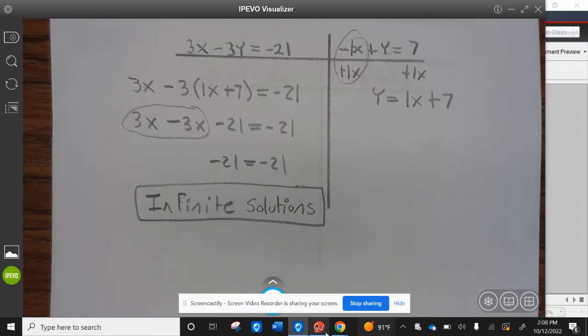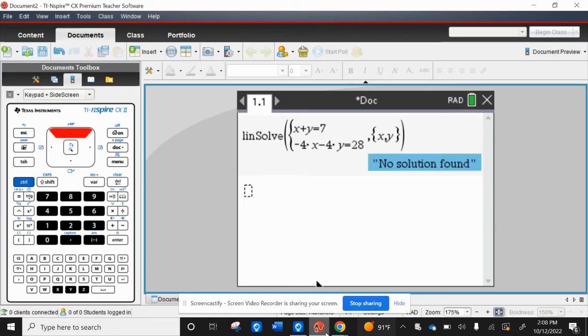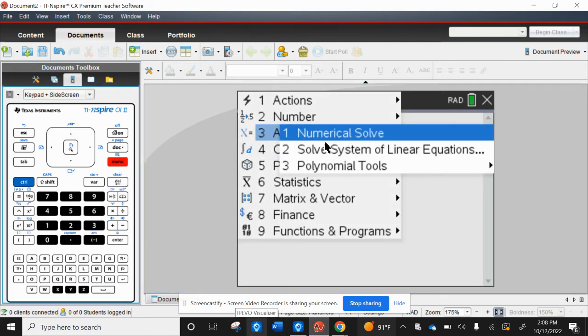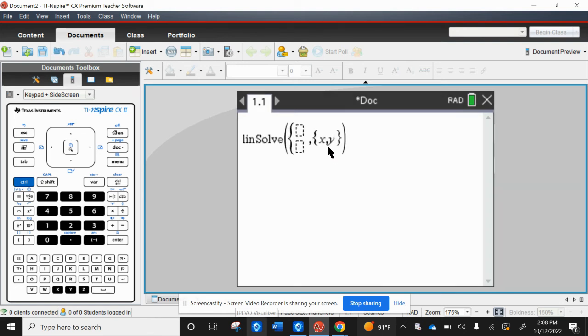Okay, and let's check our calculator. Now, that error code tells you that it's infinite solutions. Okay, so when you see that message, then we know it's infinite solutions. Okay, so that verifies our work. Let's move on to the next example.